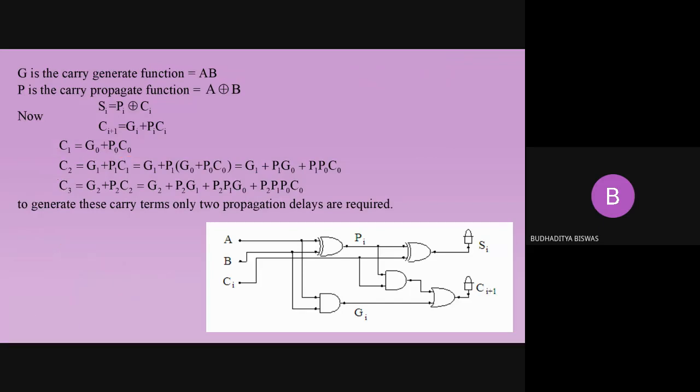Now, if you understand this, can somebody tell me how much time is required to generate the term C2? C2 expression is this one. Sir, 4 TP. Somebody says 4 TP. Next.